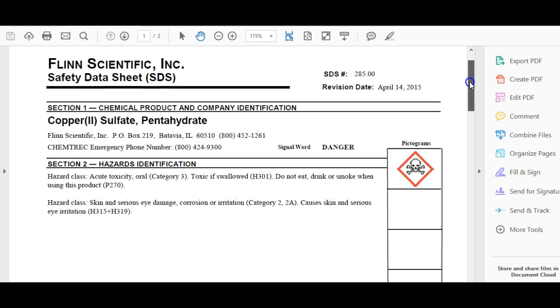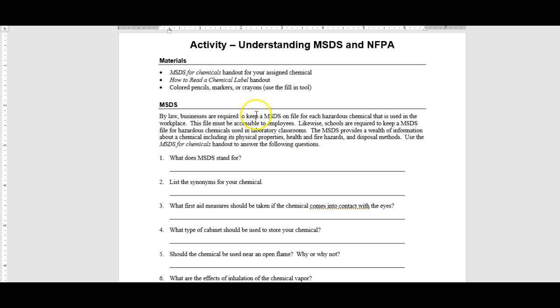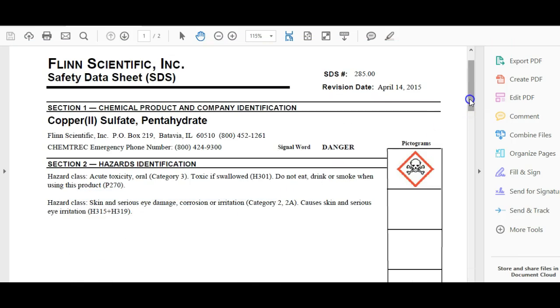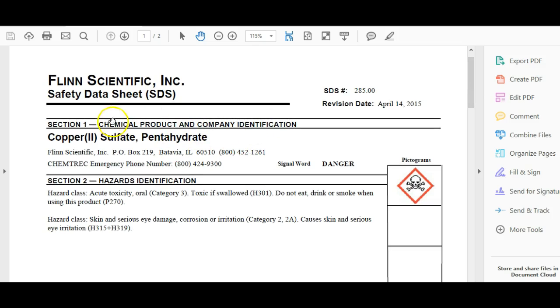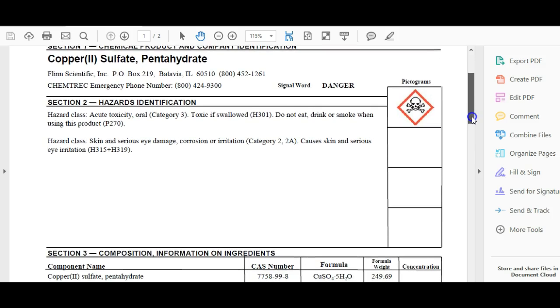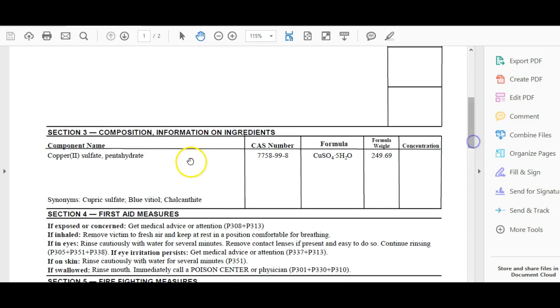So let's say you got copper 2 sulfate as your assigned chemical. All of your answers for this one is going to go to copper 2 sulfate. So list the synonyms for your chemical. You need to look at the sections. It'll tell you where to find everything. So section 1 is the chemical product and company identification. Section 2 is hazards. So it tells you the long-term effects, the short-term effects if you ingest or breathe in that chemical. Section 3 tells you the chemical composition on ingredients. So here it is, and then the synonyms are right here on section 3 when it asks for synonyms.